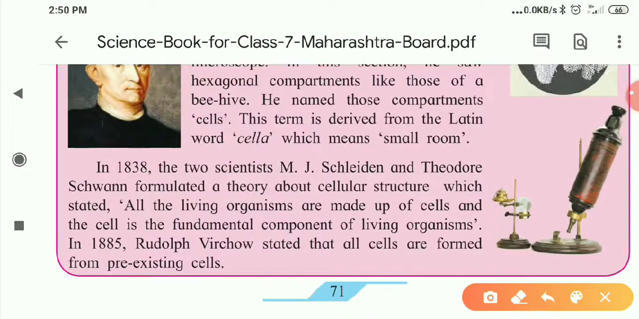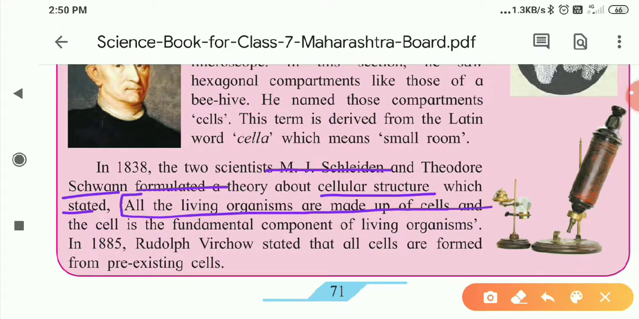In 1838, two scientists, M.J. Schleiden and Theodor Schwann, formulated a theory about cellular structure which stated that all living organisms are made up of cells, and the cell is the fundamental component of living organisms.